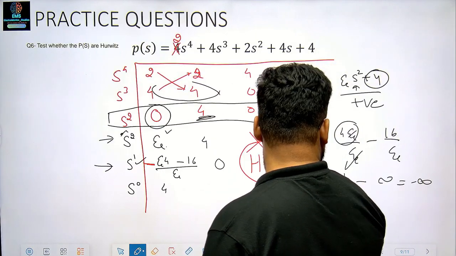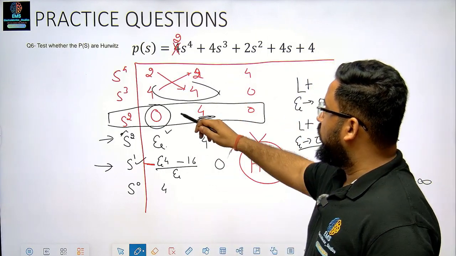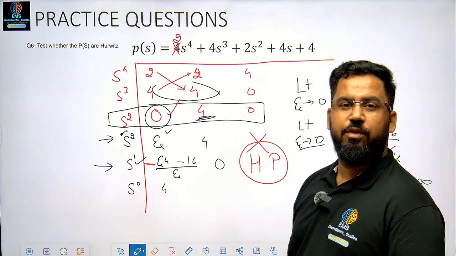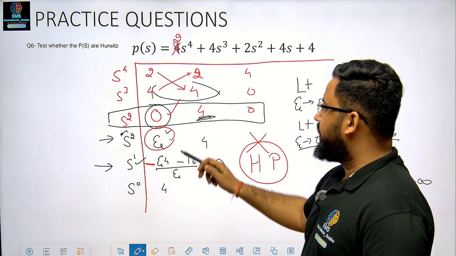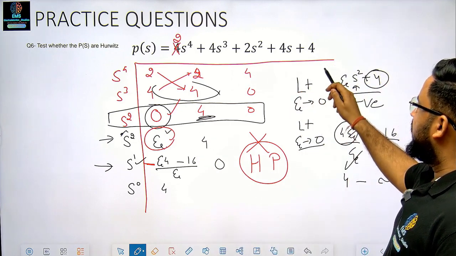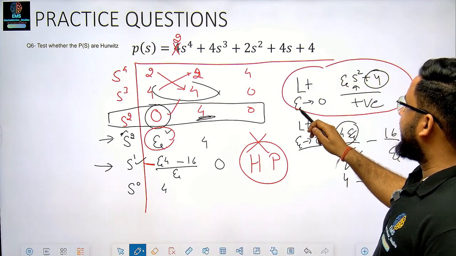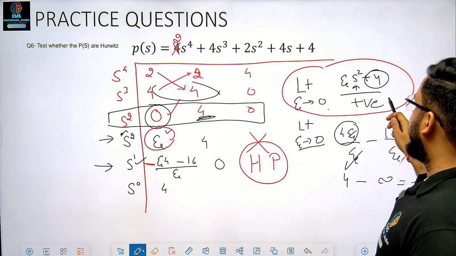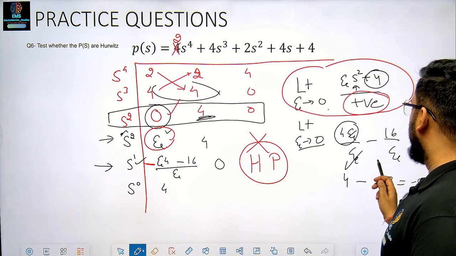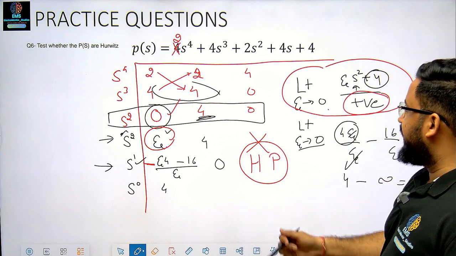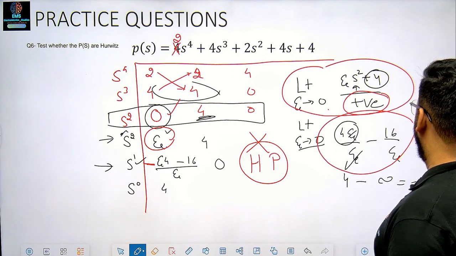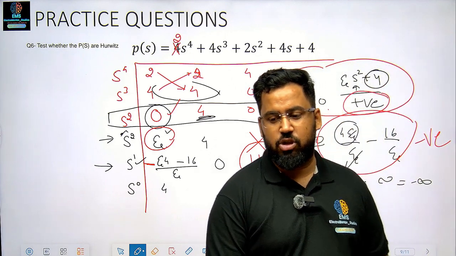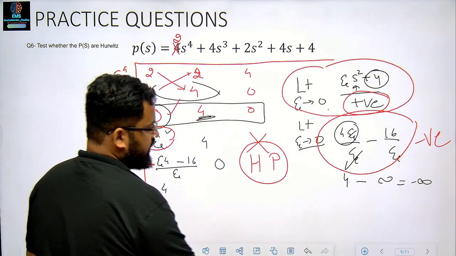The next type of question was where only one term in the column we were getting a 0. So what we did, we took a dummy variable zeta, calculated all the coefficients, and tried to see what we get if zeta tends to 0. If we had got both the values positive, then it would have been a Hurwitz polynomial, but the second value we got was negative, hence it is not a Hurwitz polynomial.